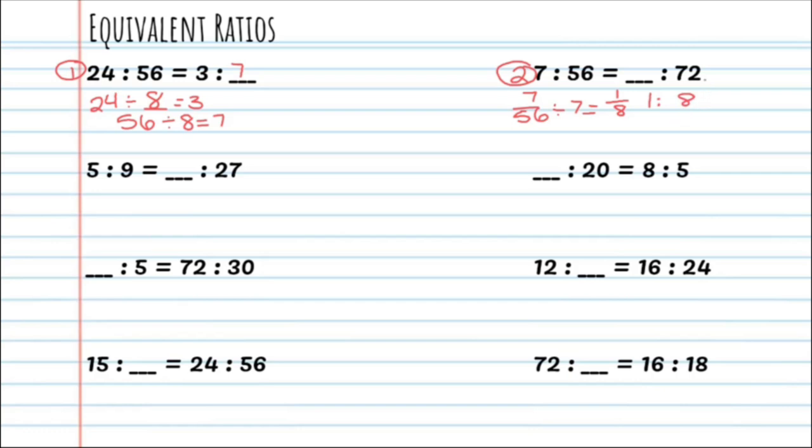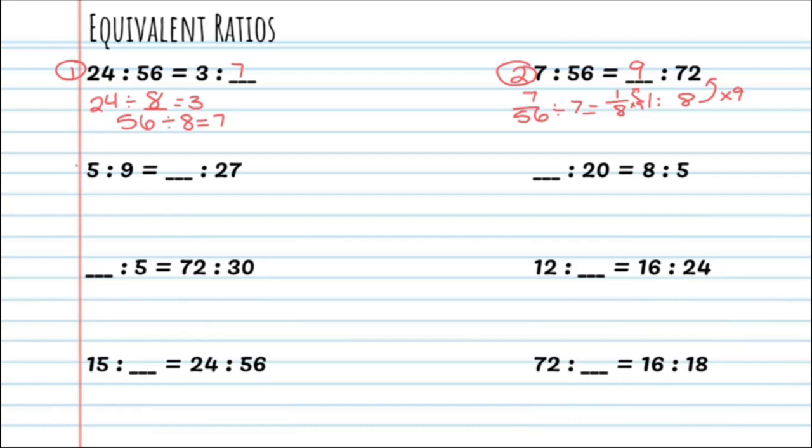Now, what would we multiply 8 by to get to 72? We would multiply 8 by 9. So we're going to do the same thing over here. 1 times 9 is 9. So we wind up with the ratio of 9 to 72.